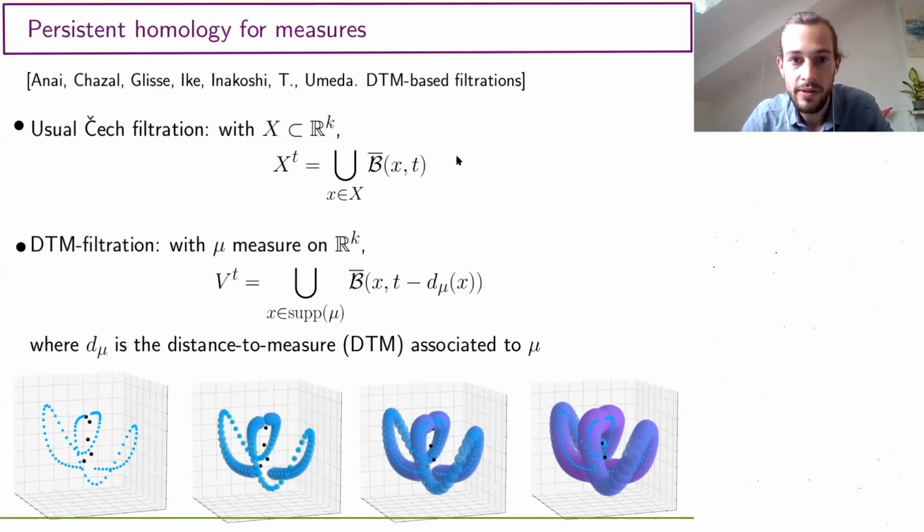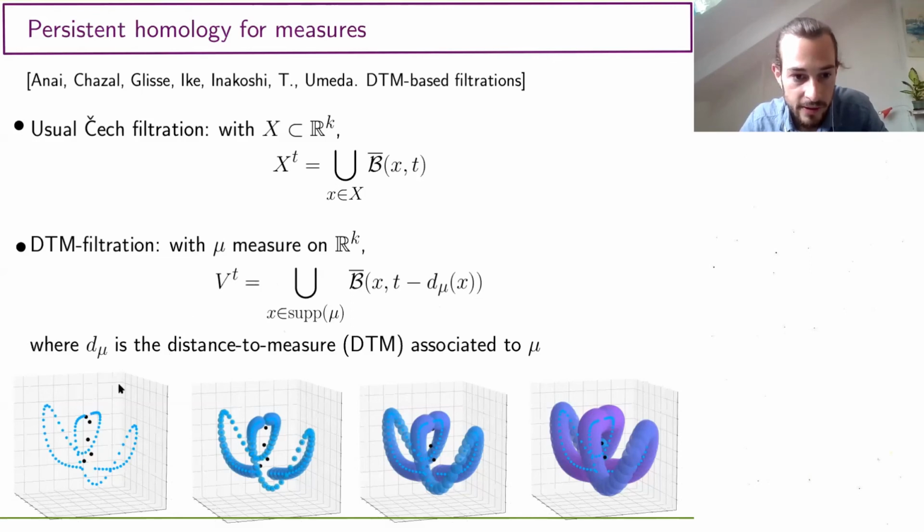So let me recall that when you have a subset of the Euclidean space, the Čech filtration is the collection of thickenings of your set. That is a union of balls centered around points of your set. Now, if you have a measure, the DTM filtration is a collection of these spaces V_t, which are also unions of balls centered around the points of your support of the measure, but with radius t minus a weight function. And the weight function here is a DTM. So this is an outlier robust function. So basically you postpone the apparition of points in your filtration if the weight is too high.